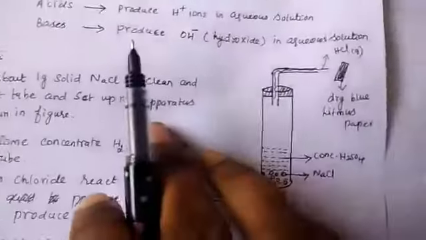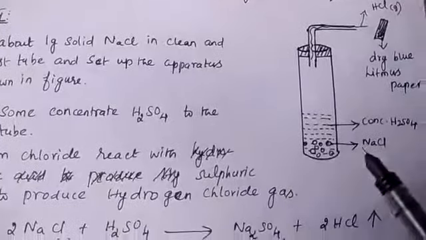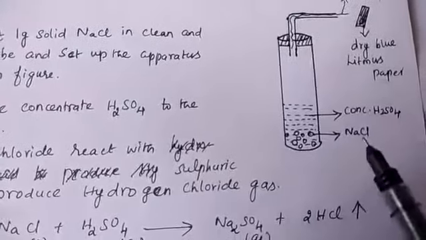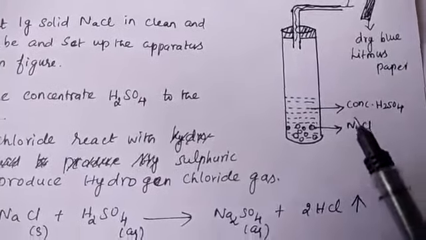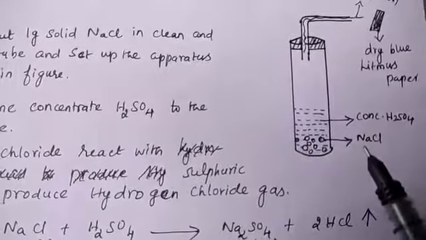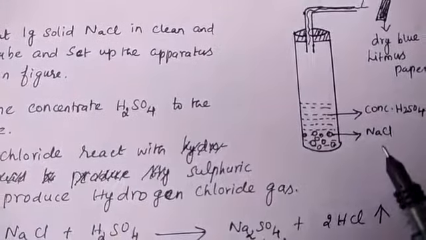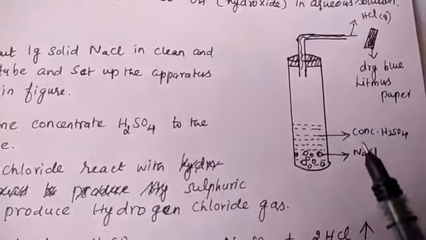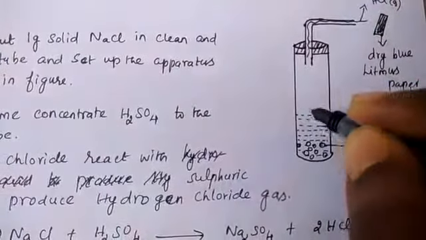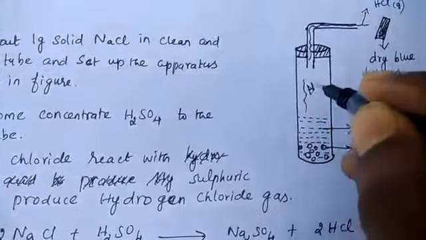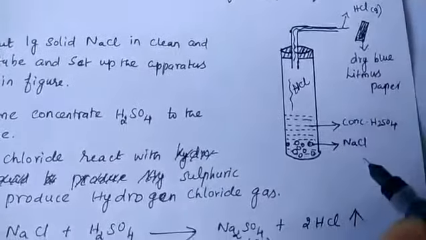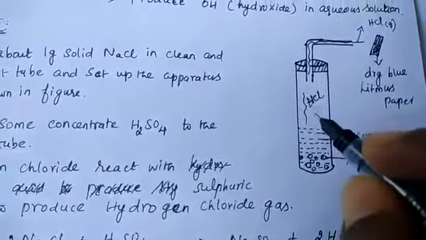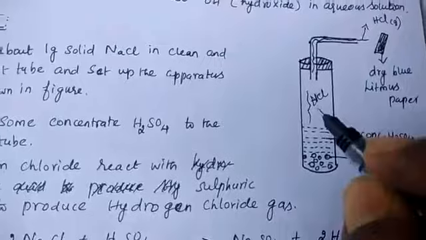Now it's an activity. You take one beaker, or one test tube or beaker, any. You fill it with concentrated sulfuric acid, which is of very highly corrosive nature, and you add sodium chloride, that is common salt. What happens? This sodium chloride reacts with sulfuric acid to produce HCl gas, hydrogen chloride gas, not an acid.